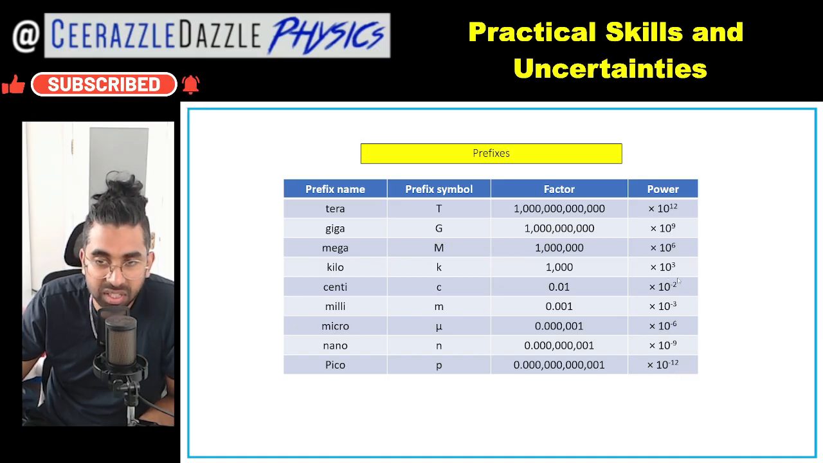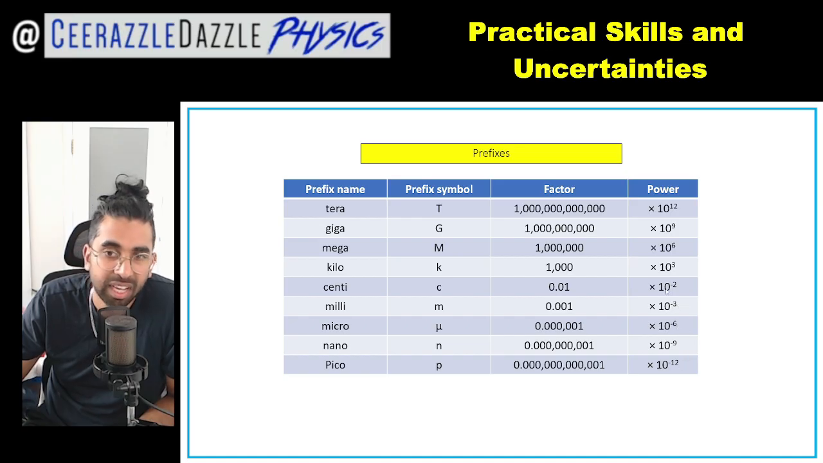My advice to memorize this is to look at the numbers. If you just look at kilo going upwards, it's 3, 6, 9, 12. And if you look at milli going downwards, it's minus 3, minus 6, minus 9, minus 12. It's only centi which ruins the symmetry, times 10 to the minus 2, but that's an easy way to memorize the prefixes.